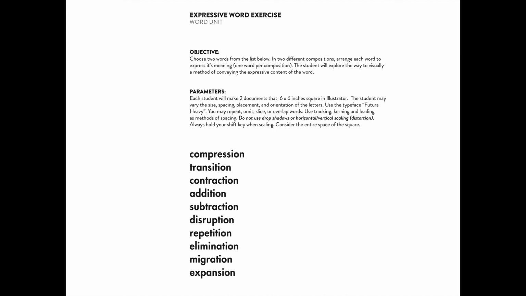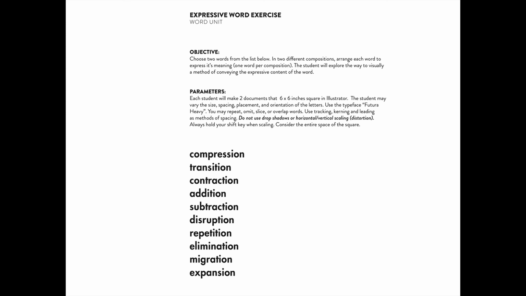This is the expressive word homework exercise. And what I'd like for our students to do is to choose 2 words from the list below, and in 2 different compositions, arrange each word to express its meaning, 1 word per composition. The student will explore the way to visually find a method of conveying the expressive content of the word. Each student will make 2 documents, a 6 by 6 inch square document in Illustrator. The student may experiment with size, spacing, placement, orientation of the letters.